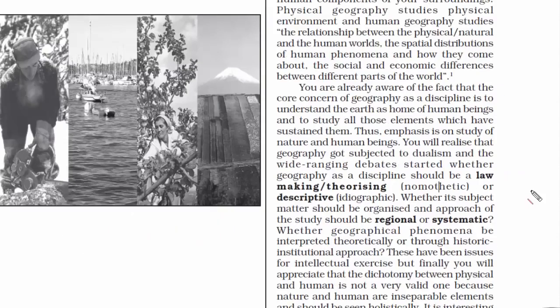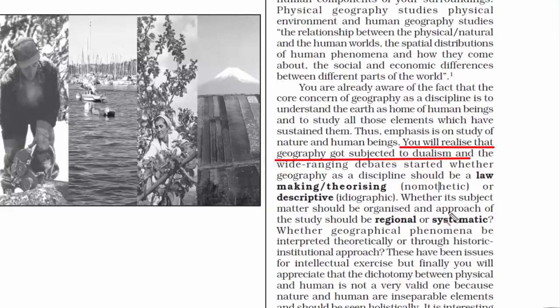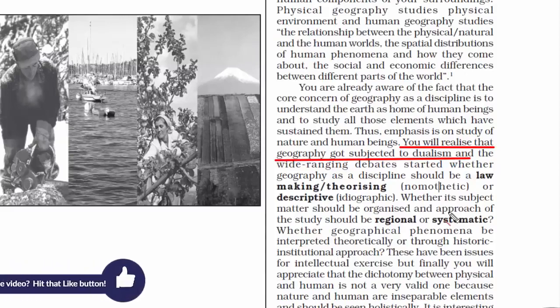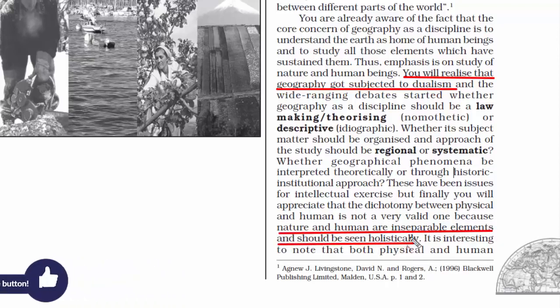Now, this line over here: geography got subjected to dualism. The meaning of dualism is two aspects for a single subject. There are two views on geography. One is giving importance to the environmental side and the other is giving importance to the social factors side. And that's how it got divided into physical and human geography. However, you must realize that nature and human are inseparable elements and they should not be seen separately.